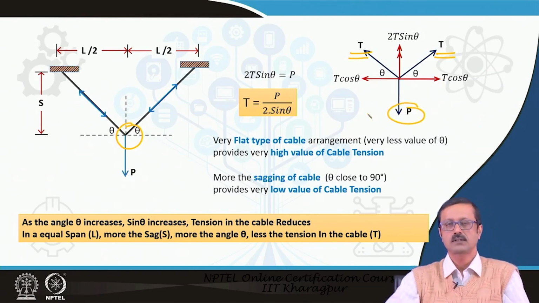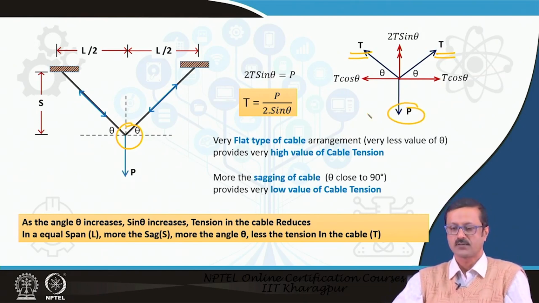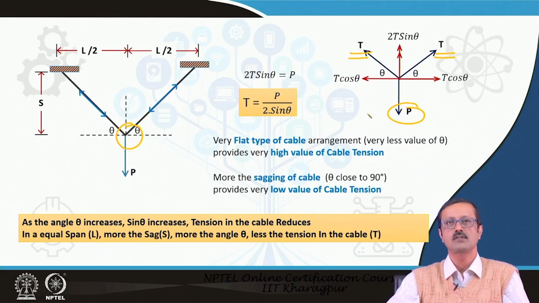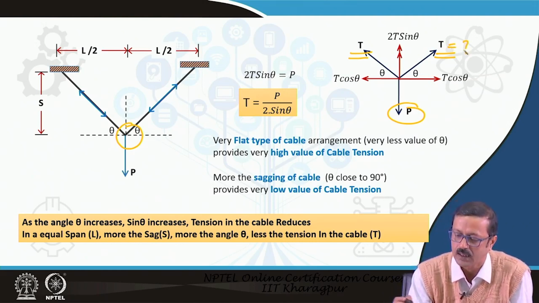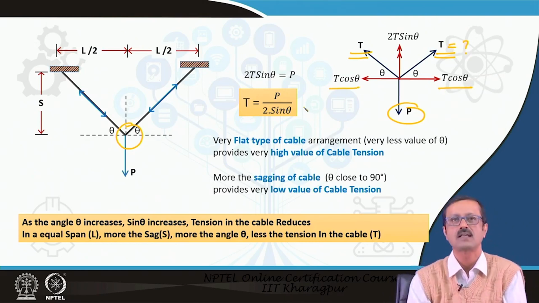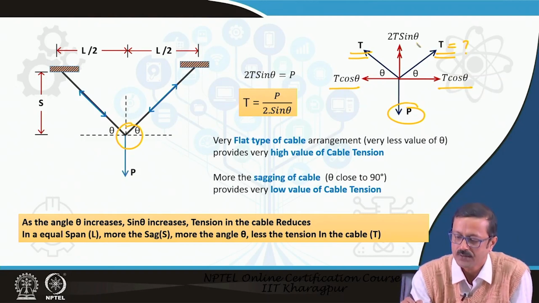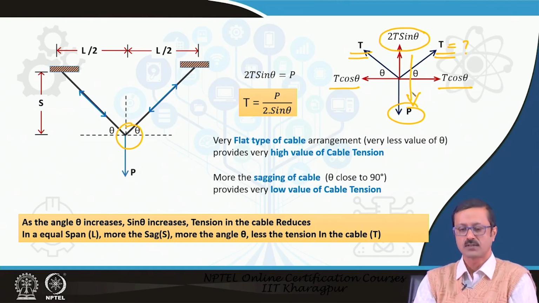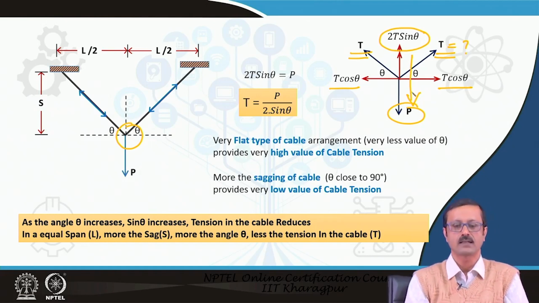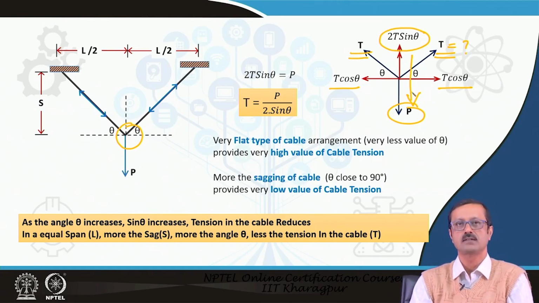Under these 3 forces, we can resolve the force. This T is the unknown force, and the T cos theta of the 2 sides will cancel each other. So I am left with 2 T sin theta, which must be equal to the downward force P. So I can write that T equals P by 2 sin theta.